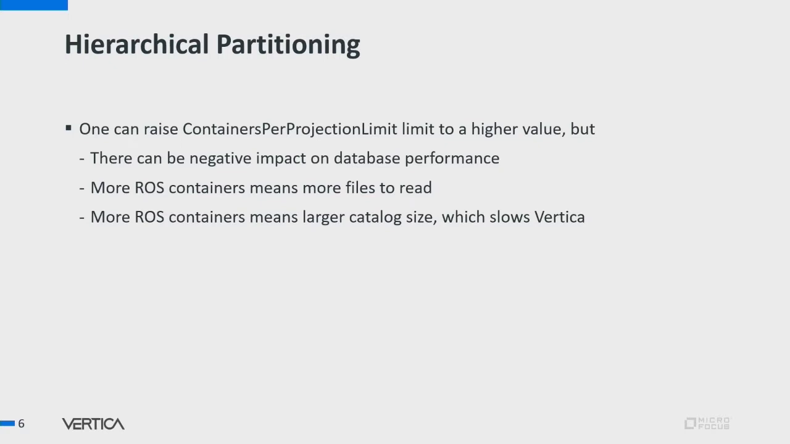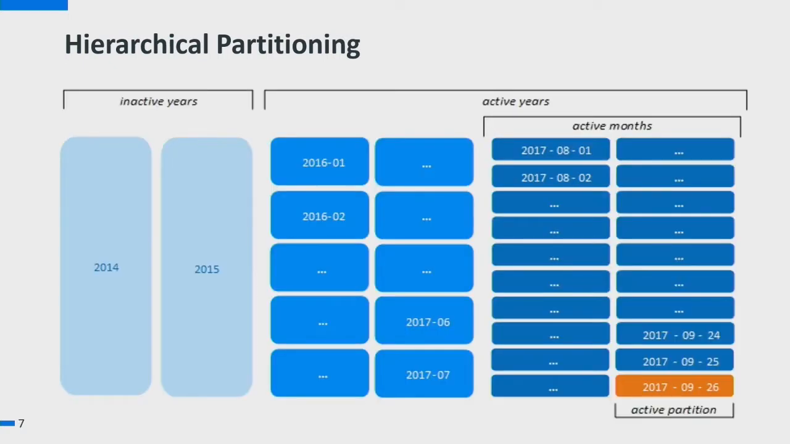So this picture shows how hierarchical partitioning works. Each of the boxes represents one ROS container. On the left-hand side, for the inactive years, Vertica consolidates data into one ROS container per year. In the middle of the picture, we can see that for active years, Vertica consolidates data into monthly partitions.